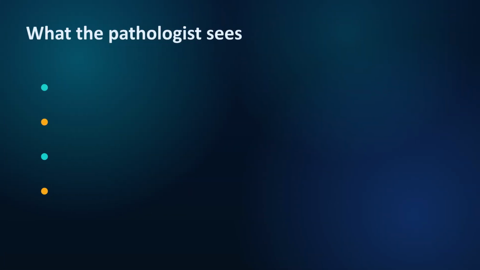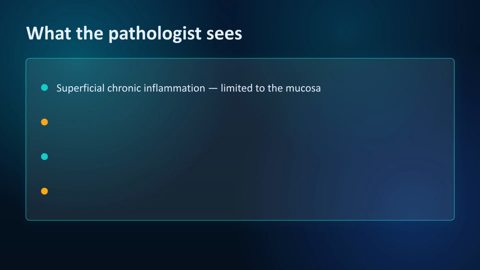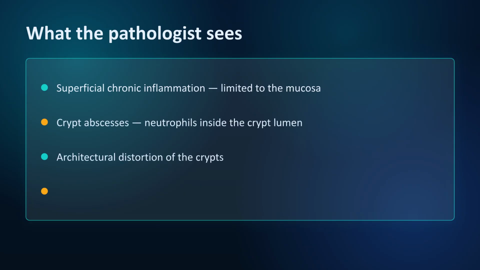Now the histology. The pathologist sees superficial chronic inflammation, limited to the mucosa, which is exactly what the definition promised. You will see crypt abscesses, collections of neutrophils inside the lumen of the crypts, and architectural distortion.